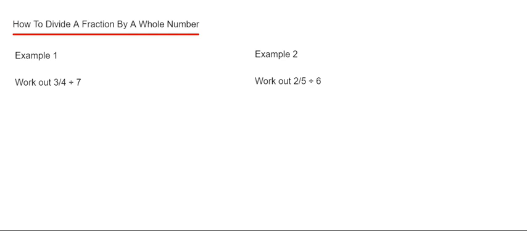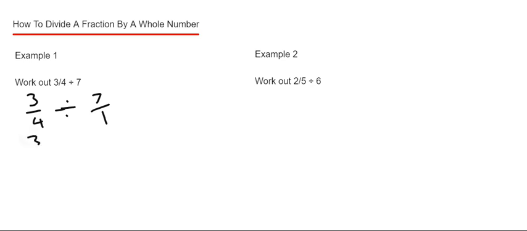So what you can do then is first of all change your whole number into a fraction by making the denominator equal 1. So we're going to work out 3/4 divided by 7 over 1. Okay, and then we can use the rule, keep, flip, change. That's the best way to divide fractions.